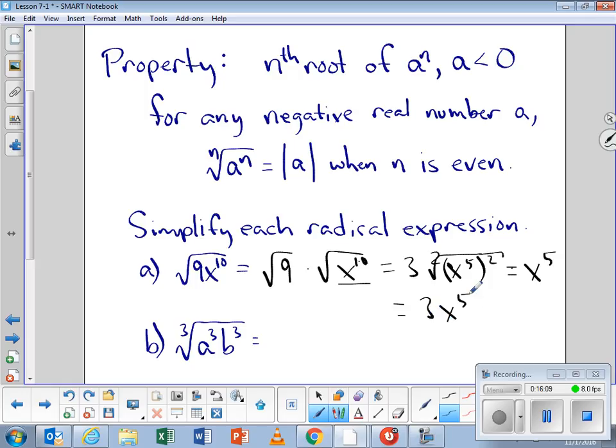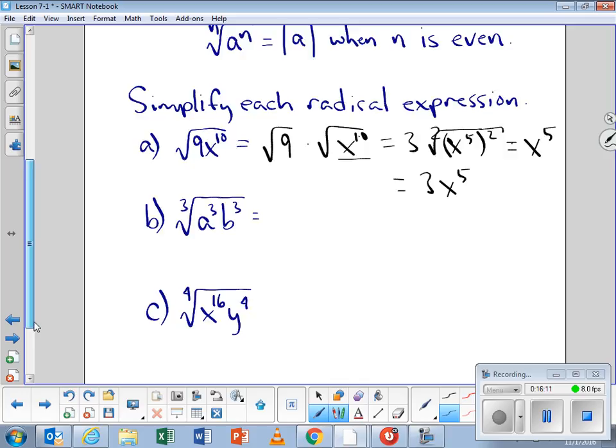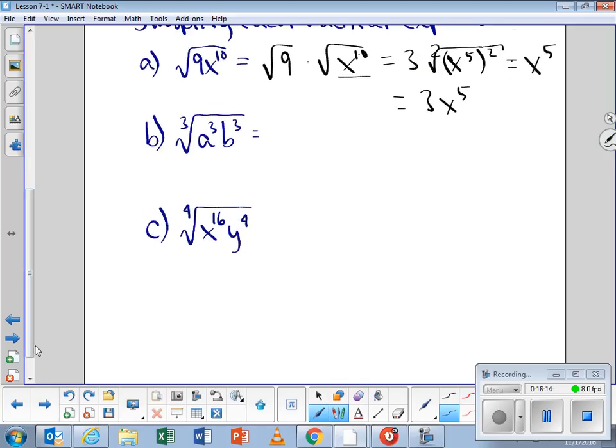Okay? Another way of looking at this is I can look at it this way and break my x to the 10th up into 5 sets of x squareds.